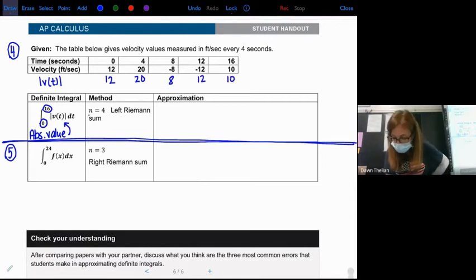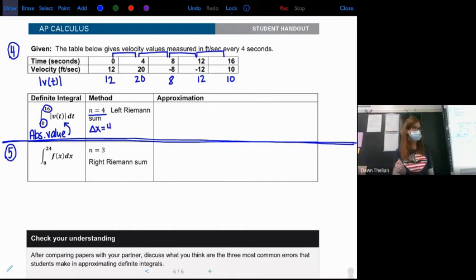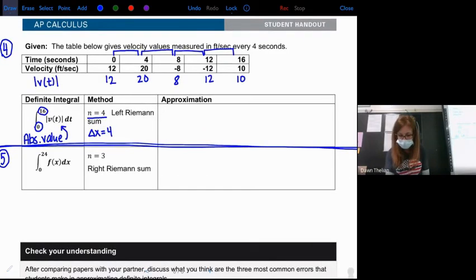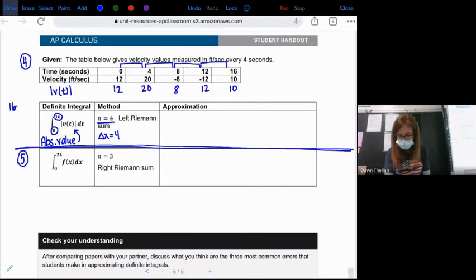N equals 4 using a left Riemann sum. Now look at the table. The table is going by increments of 4: 0 to 4, 4 to 8, 8 to 12, 12 to 16. So those are the 4 rectangles that I'm going to make. The base then is that delta x. Delta x is increasing by 4 each time. You could even say that you could calculate that as 16 minus 0 divided by 4, because when they're equal subintervals, b minus a divided by n is where we get our equal delta x's from.